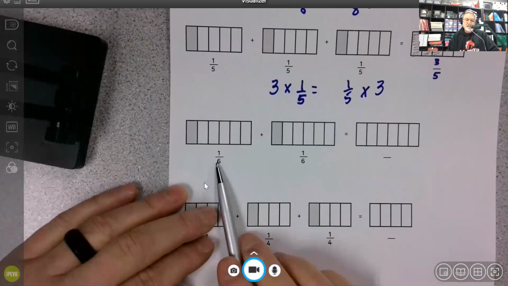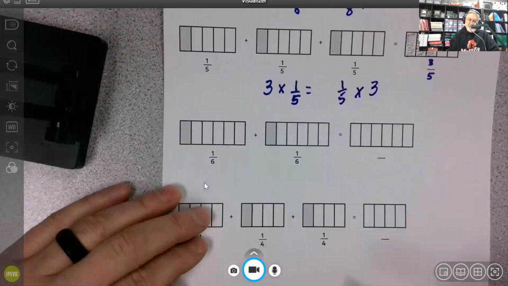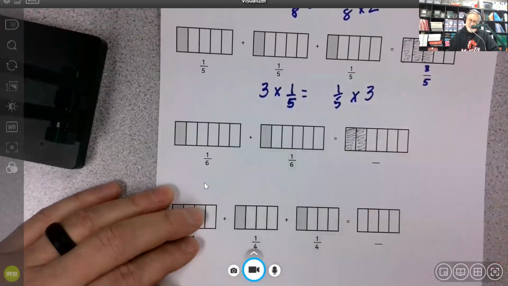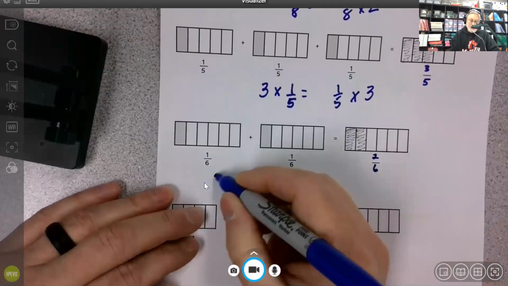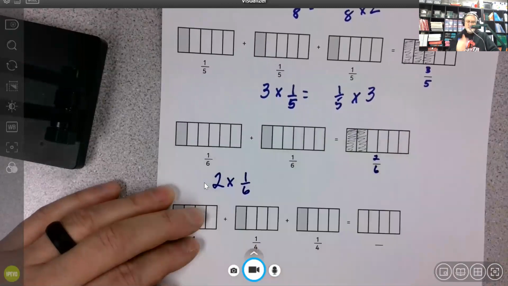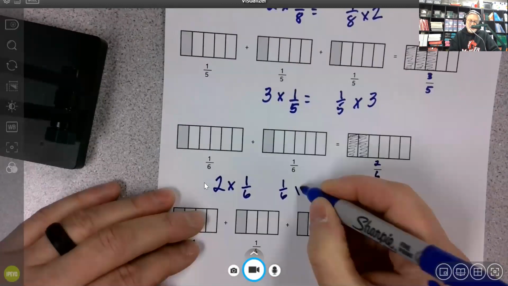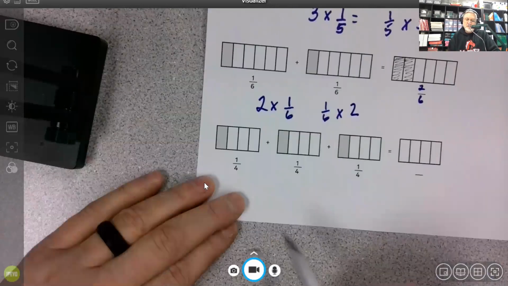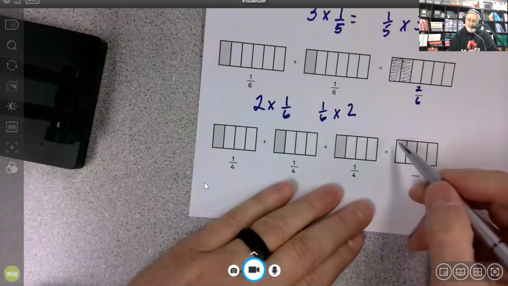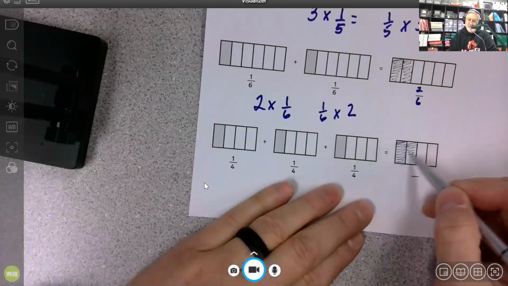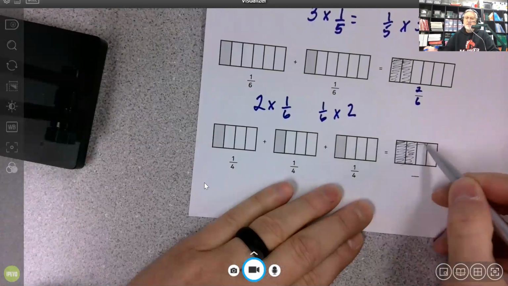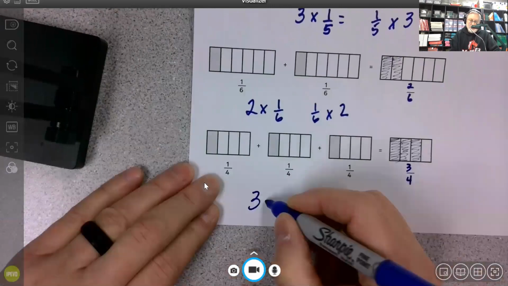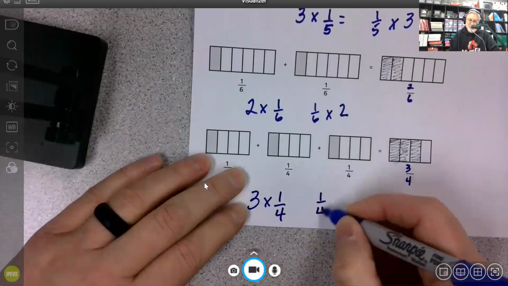So here I have 1/6 plus 1/6, and over here my answer should give me 2/6. And again, it would be 2 times 1/6, or 1/6 times 2. And our last one, I have 1/4, 1/4, and 1/4. So I'm going to look at that 1/4 plus another 4th plus another 4th would give me 3/4, or 3 times 1/4, or 1/4 times 3.